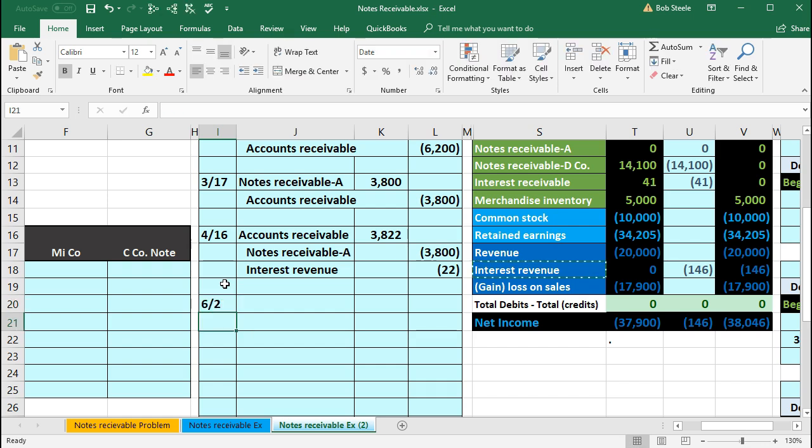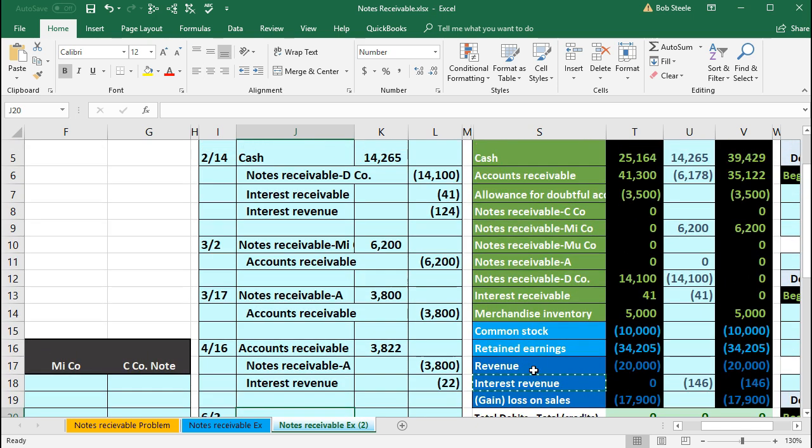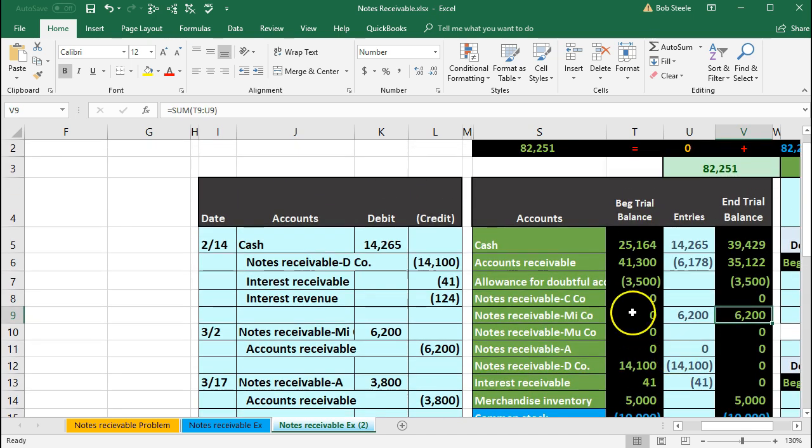And we're going to say that the accounts receivable is going to go back up. So accounts receivable is going to go up because this company is not paying us that 6,200. It's going to go out of the notes receivable here and back into accounts receivable. So accounts receivable has a debit balance. We need to make it go up by doing the same thing to it, another debit.